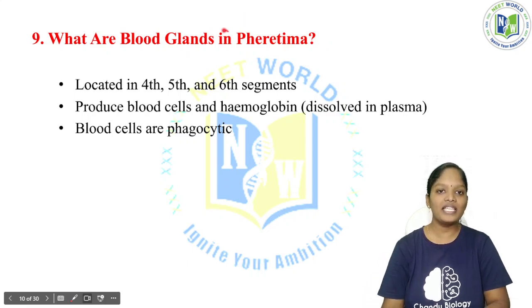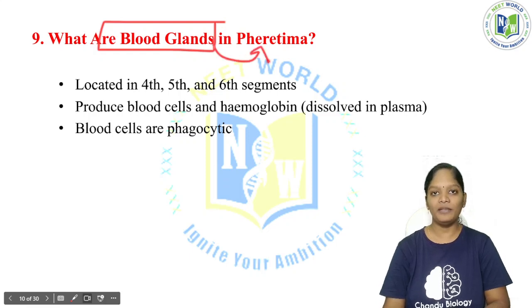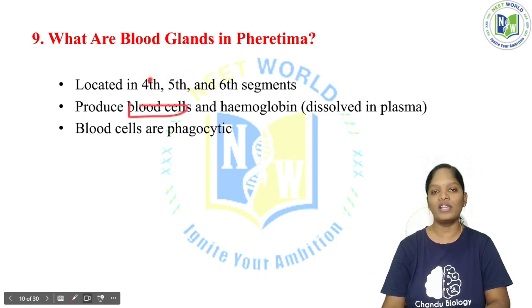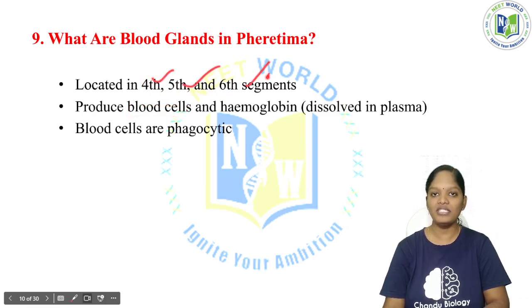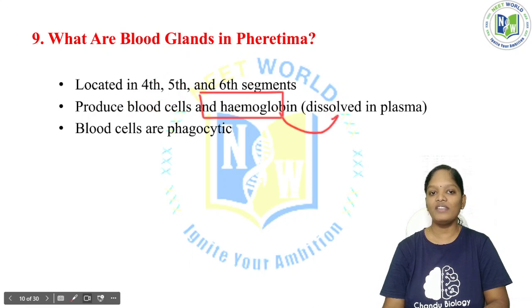And the question is asking about the blood glands with respect to Pheretima. Okay, see here, they are located in the 4th, 5th and 6th segments. The 6th segments of the earthworm are producing blood cells. Those organs which are present in these segments are responsible for the production of blood cells and the hemoglobin which is dissolved in the plasma.